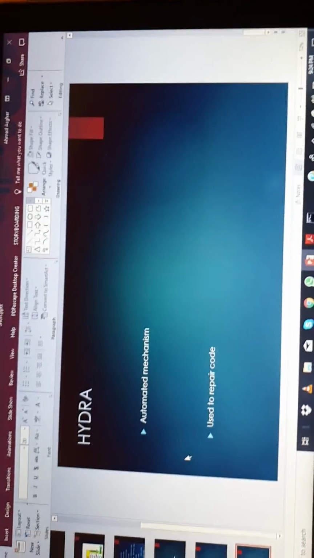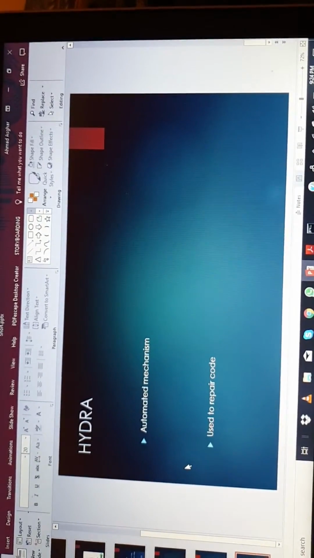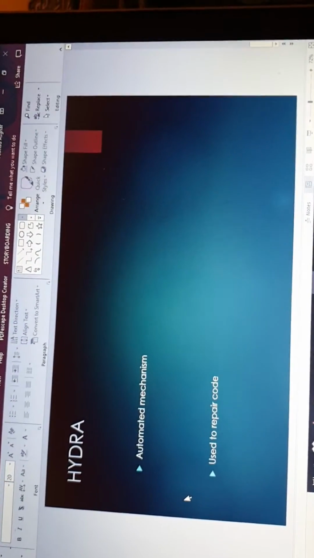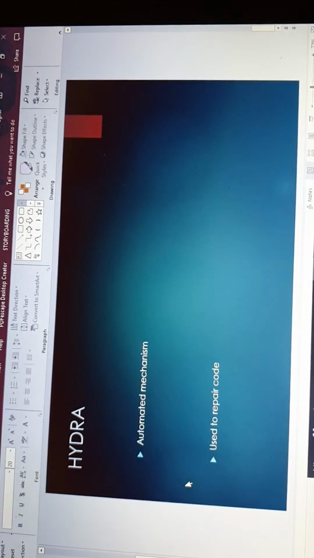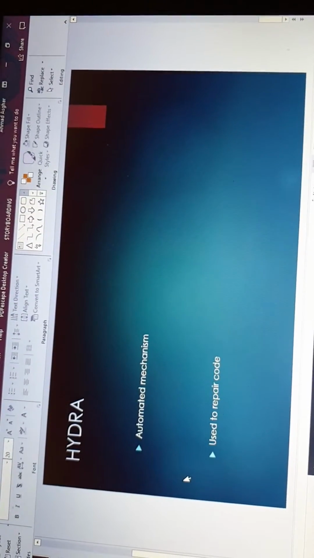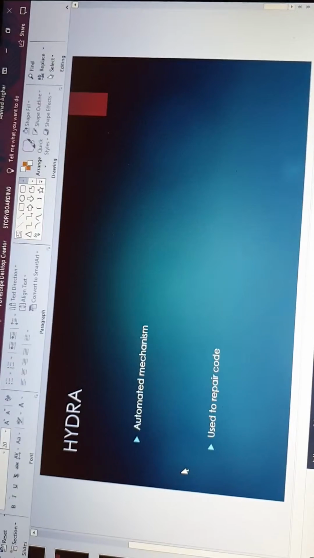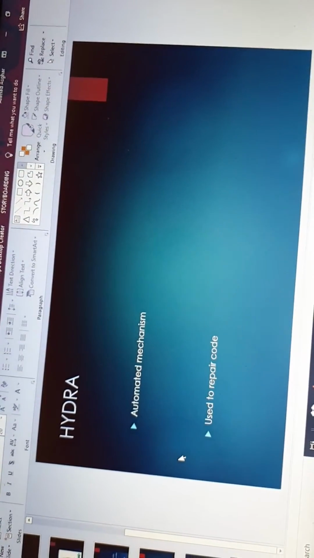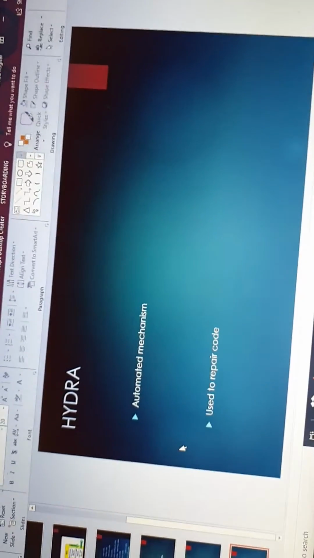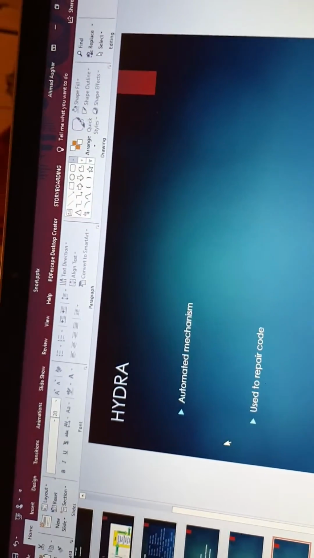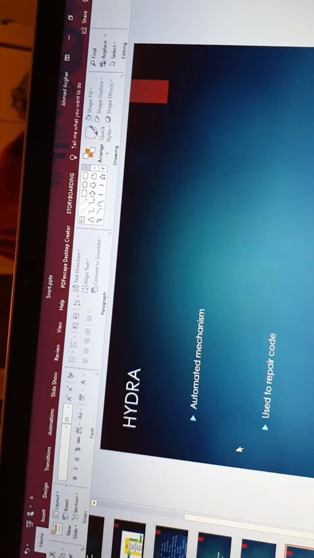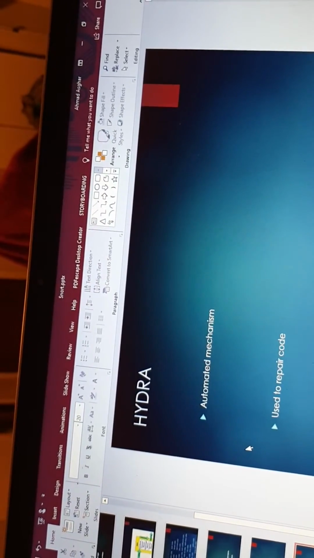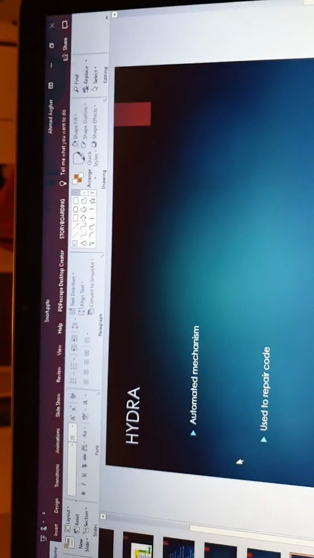Well, the second tool is Hydra. Hydra is an automated mechanism which is used to repair code in response to a successful attack. If someone attacks, it quickly provides patches to close the vulnerability, and it will not let the attacker steal information or data. It also provides human readable summaries of its findings and repair actions to support the manual mitigation process. It is mainly used for prevention, not only for detection.